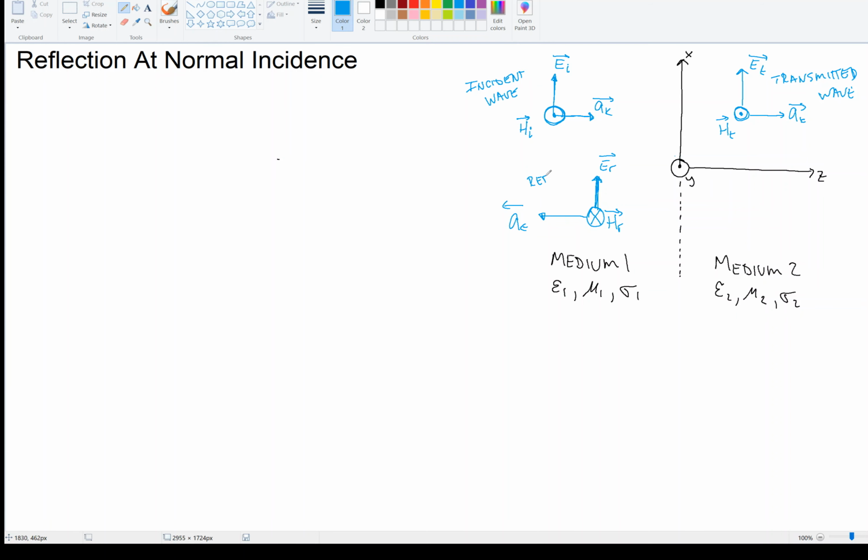And so the reflected wave, the magnetic field portion of this thing is discontinuous because it changes from out of the page to into the page.